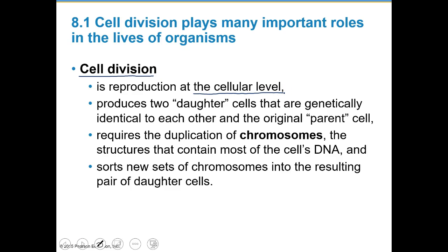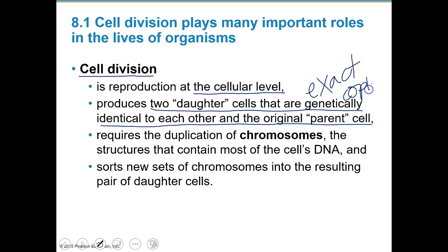What it'll do is produce two daughter cells that are genetically identical to each other and the original parent cell. So these are going to be exact copies. The step that we're in, we're talking about making exact copies, and we'll talk about why that's important.